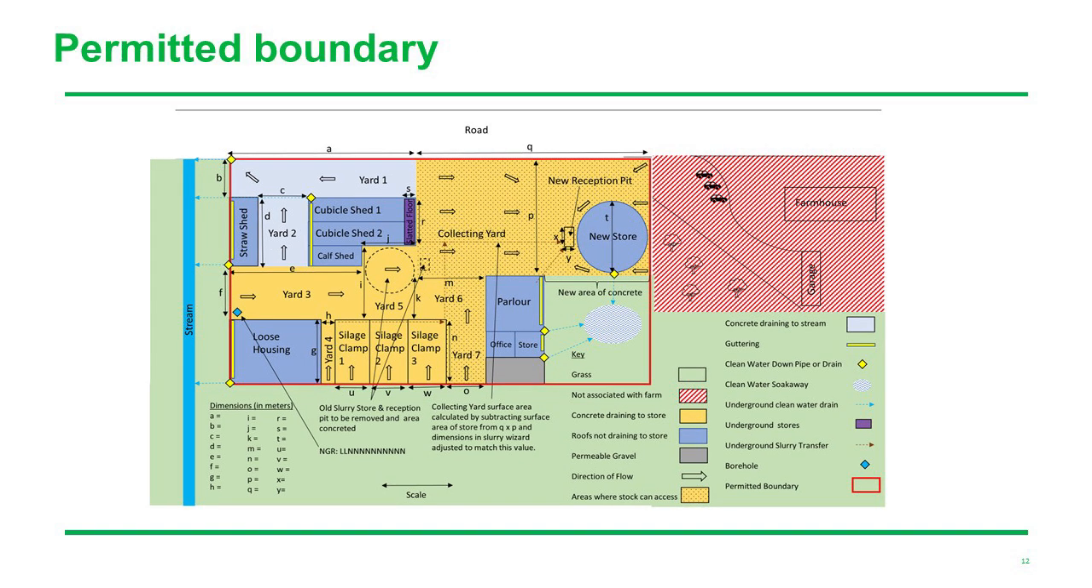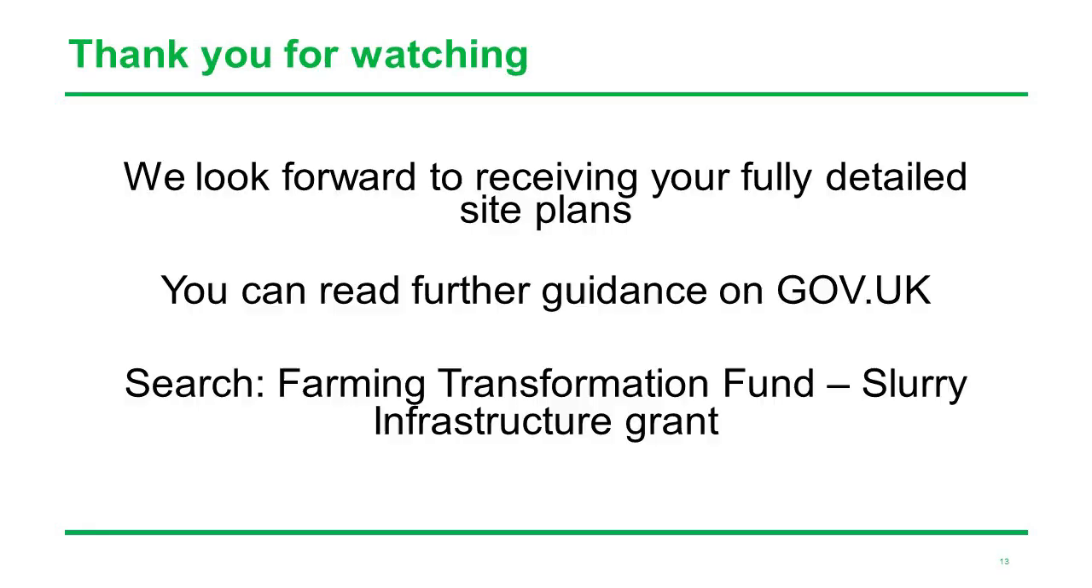If you operate your farm under the permission of an environmental permit, you will need to include the permitted boundary on your site plan. This image shows the addition of a permitted boundary to the site plan. This has been indicated by using a red line, which has also been added to the key. You should consult your environmental permit documentation to find out the permitted boundary.